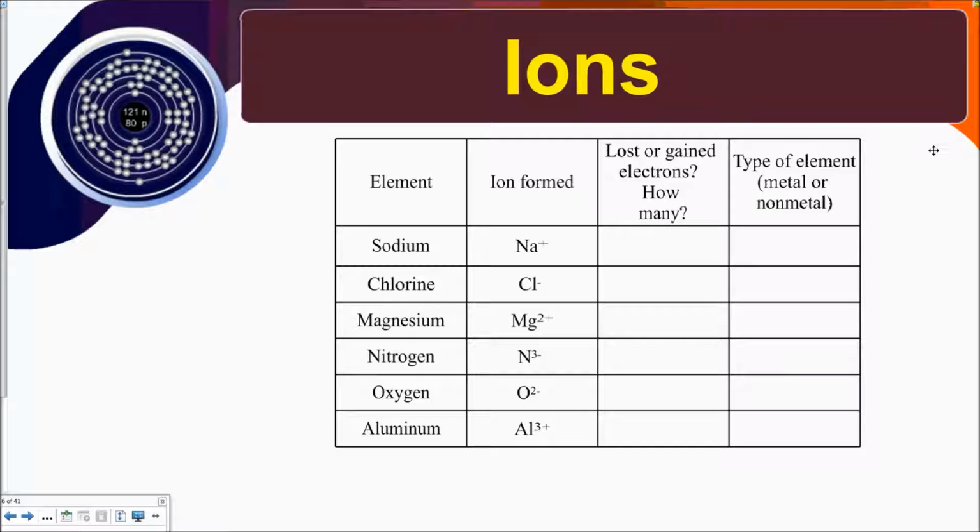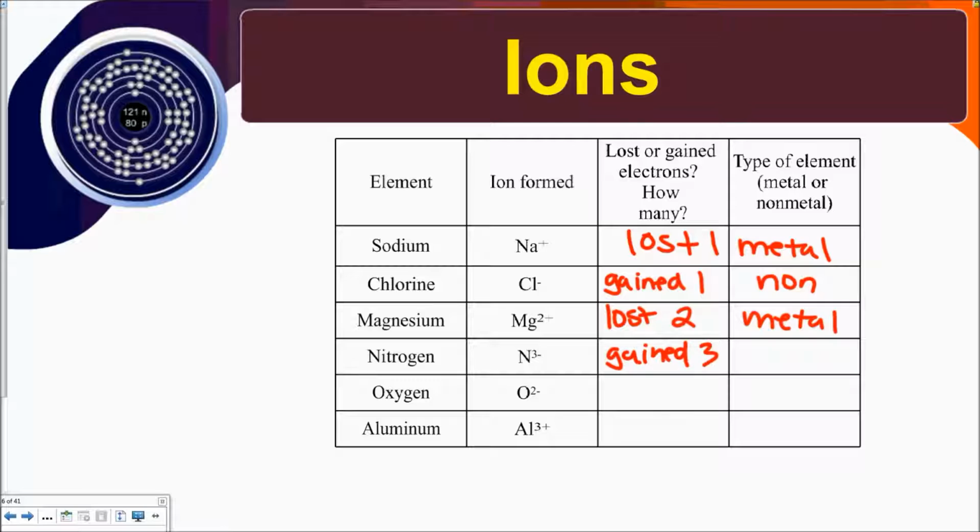So let's look at some other ions. Sodium, for example, will be charged plus 1. So this means that it has lost 1 electron. If you look on your periodic table, you'll notice that sodium is a metal. Then we can look at chlorine. Since it's Cl minus, that means it has gained 1 electron. If you look on your periodic table, you'll notice that chlorine is a nonmetal. Magnesium, if it's 2 plus, this means it has lost 2 electrons. It is a metal. For nitrogen, minus 3, that means it has gained 3 electrons, and it is also a nonmetal.